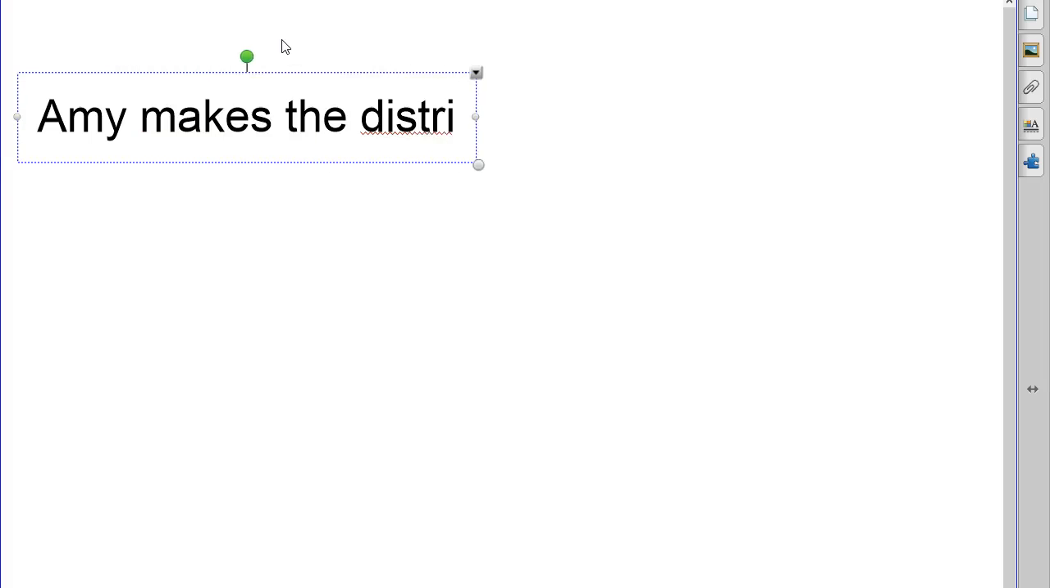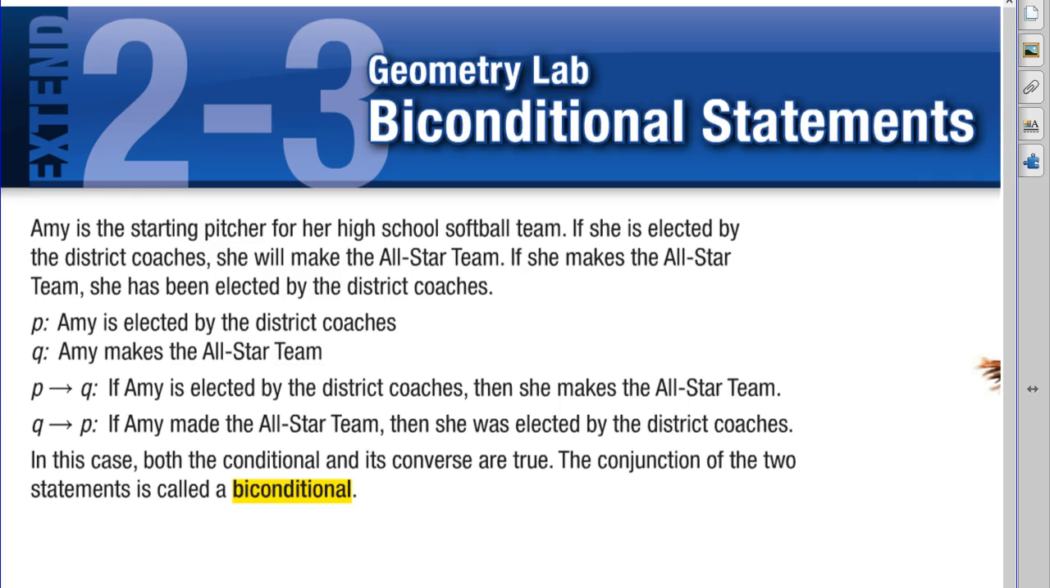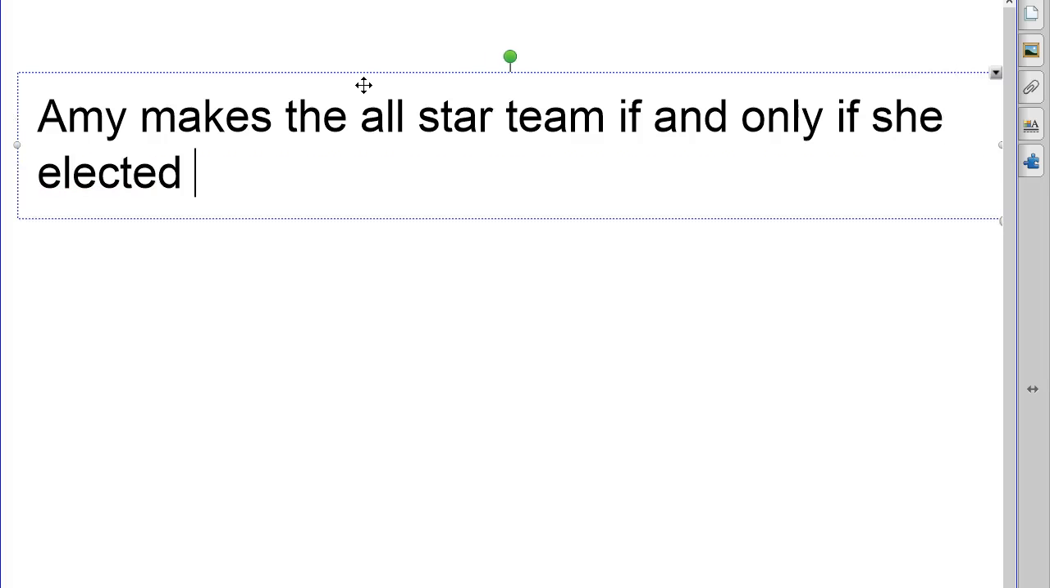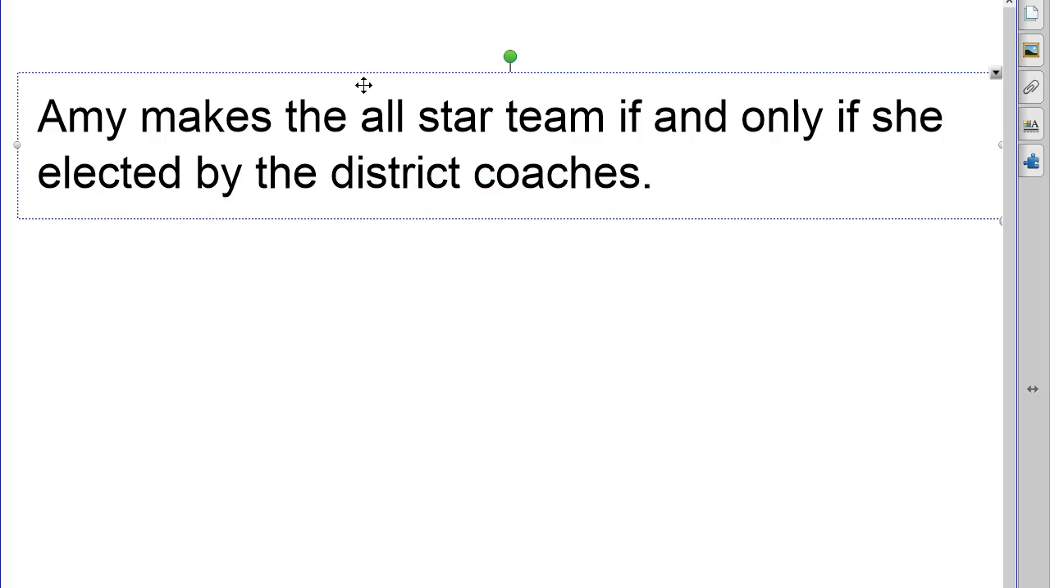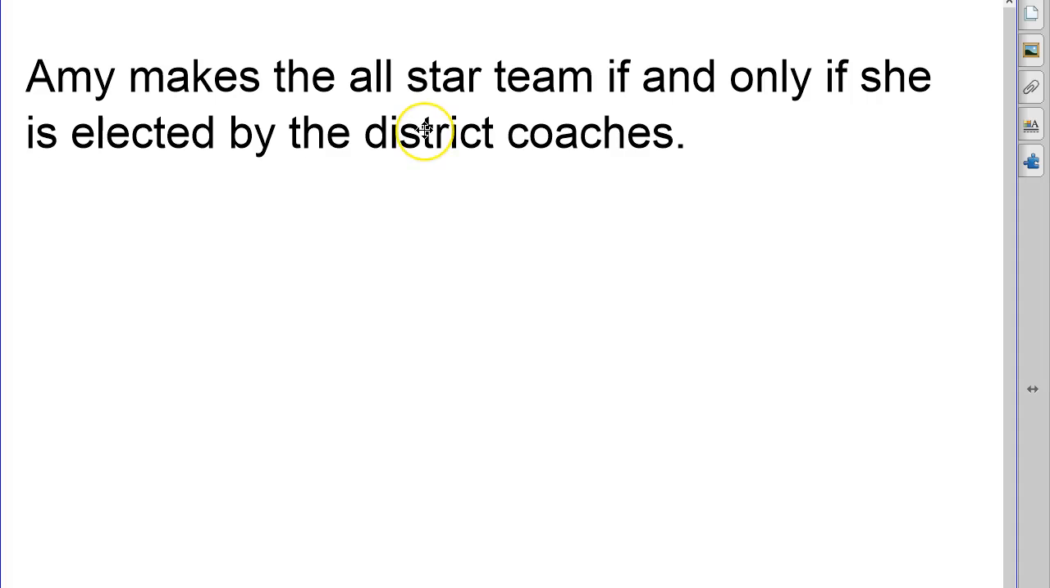So, she makes the All-Star team if and only if she is elected by the district coaches. This is a very strong statement, because it says this is the only way it can happen. Amy only makes it if she's selected by the district coaches, and if she's selected by the district coaches, we know she's guaranteed to have made it.